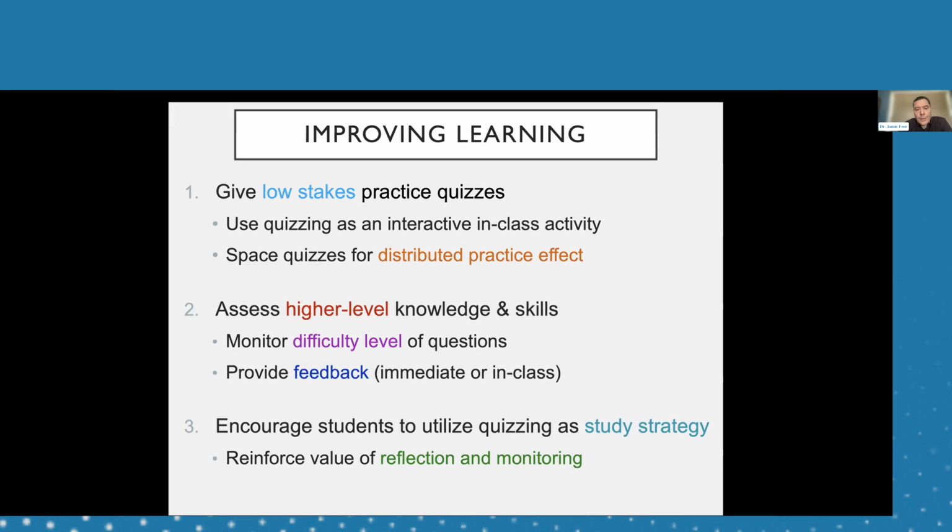And then also to improve student learning, just encourage students to utilize quizzing themselves as a study strategy. It's a high effort strategy that, with that testing effect or retrieval practice effect, has been found to be one of the best study strategies versus other ones. And when they are quizzing, not just to get the grade if you're giving points for these quizzes, but reinforce the value of reflection and monitoring. These are metacognitive skills. So reflecting: what knowledge do I know versus don't know? Which questions am I getting? Which ones am I missing? Monitoring: what gaps do I have in my knowledge?